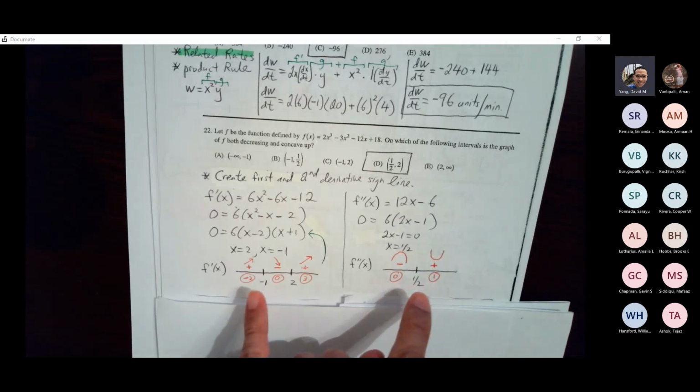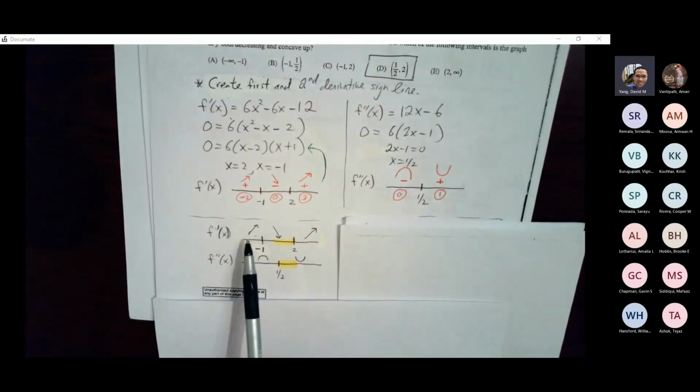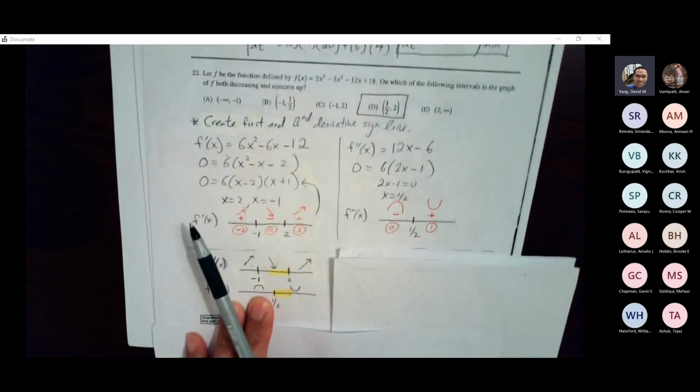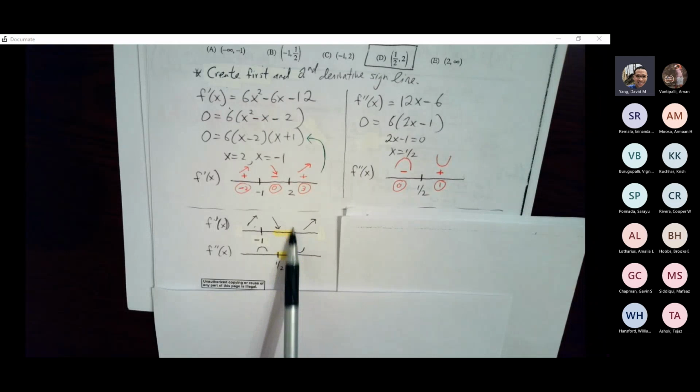So it's easiest to see if we have everything lined up. So I'm going to line up both my derivative functions' sign lines above each other here. So I want decreasing and concave up. So decreasing and concave up is going to share within this interval, right? So from 1/2 to 2 is where both properties are showing at the same time. So between 1/2 and 2, my graph is both decreasing and concave up.